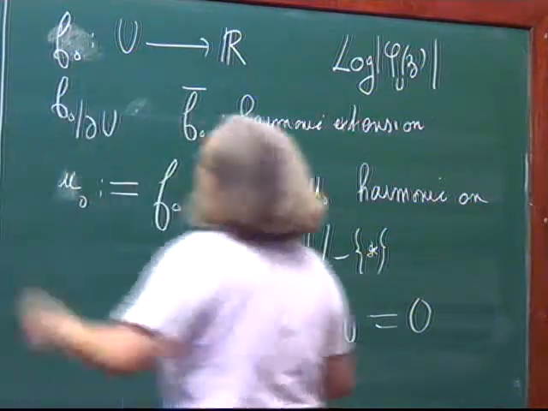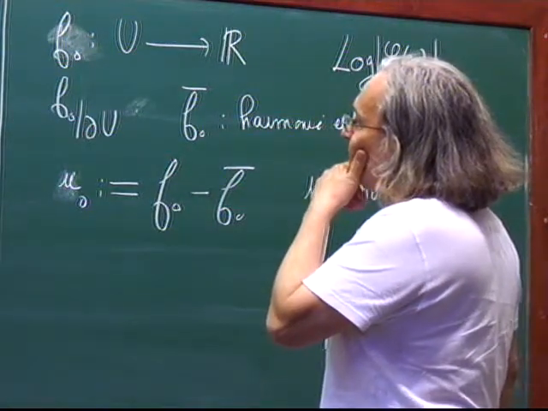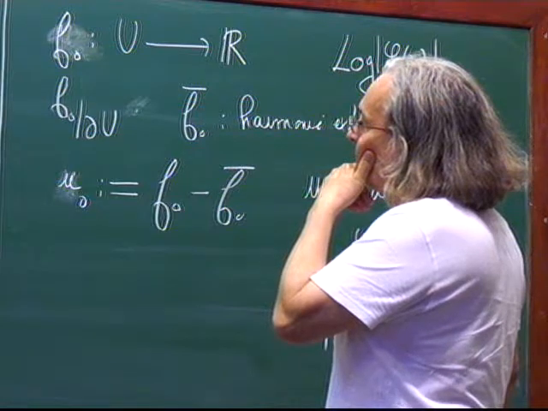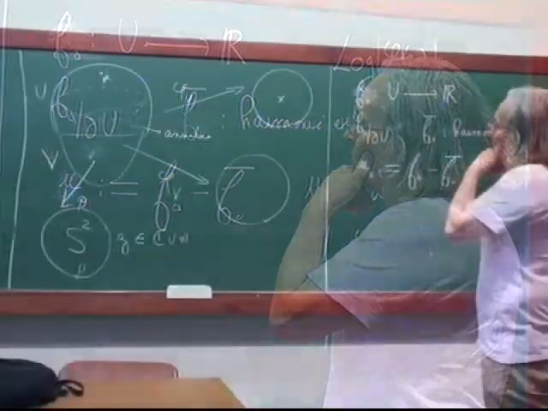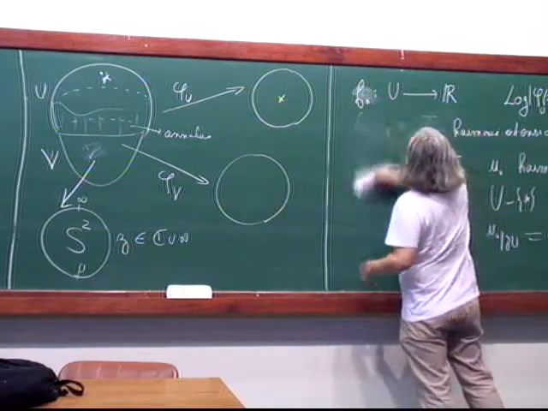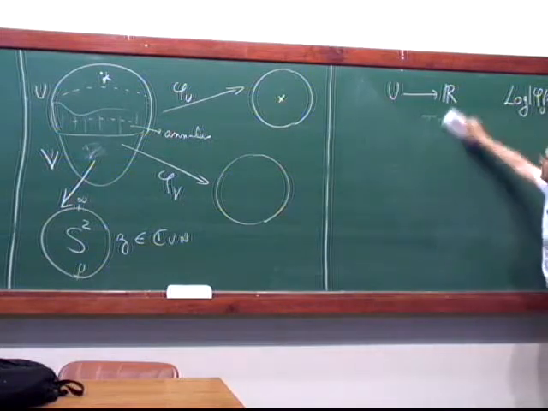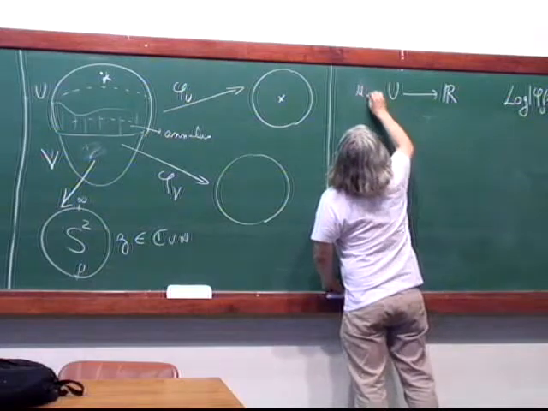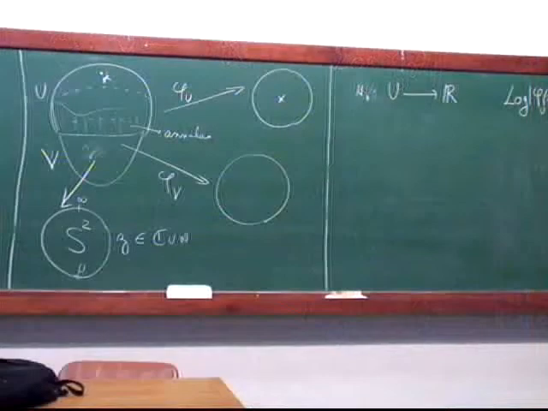You start with... is it what I want to do? No. What I did was ridiculous, but I start with F0. I did too much. U0 is the function log of the modulus of phi. Okay? So it's a harmonic function on U, which is 0 on the boundary.